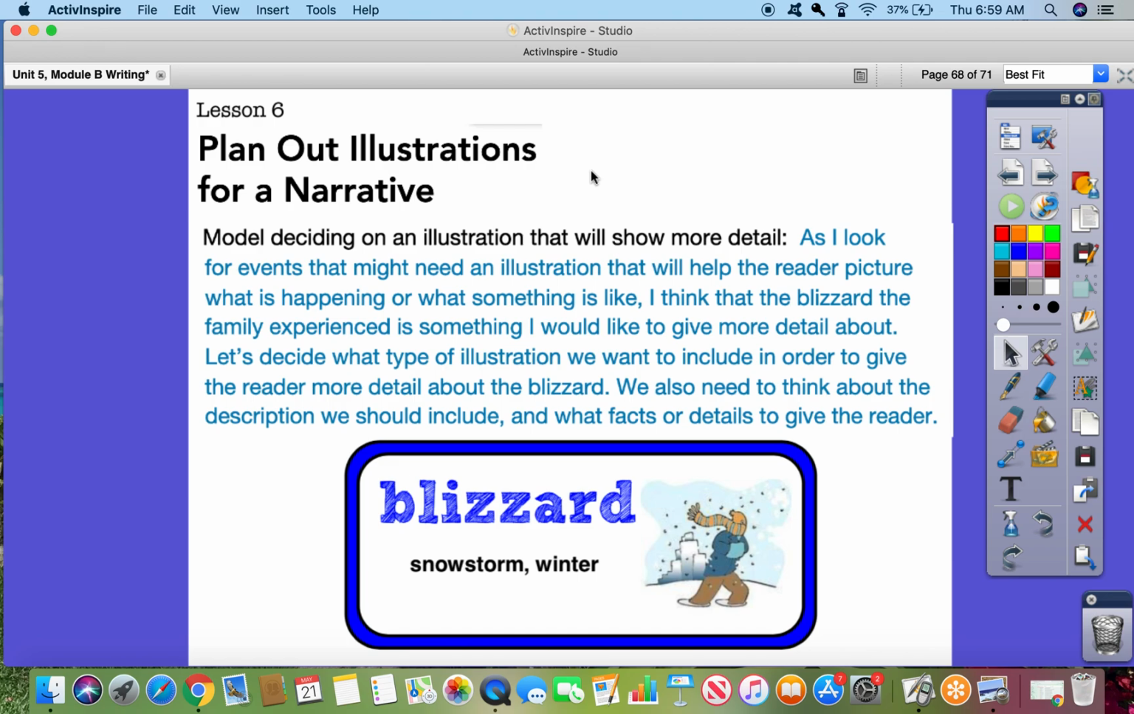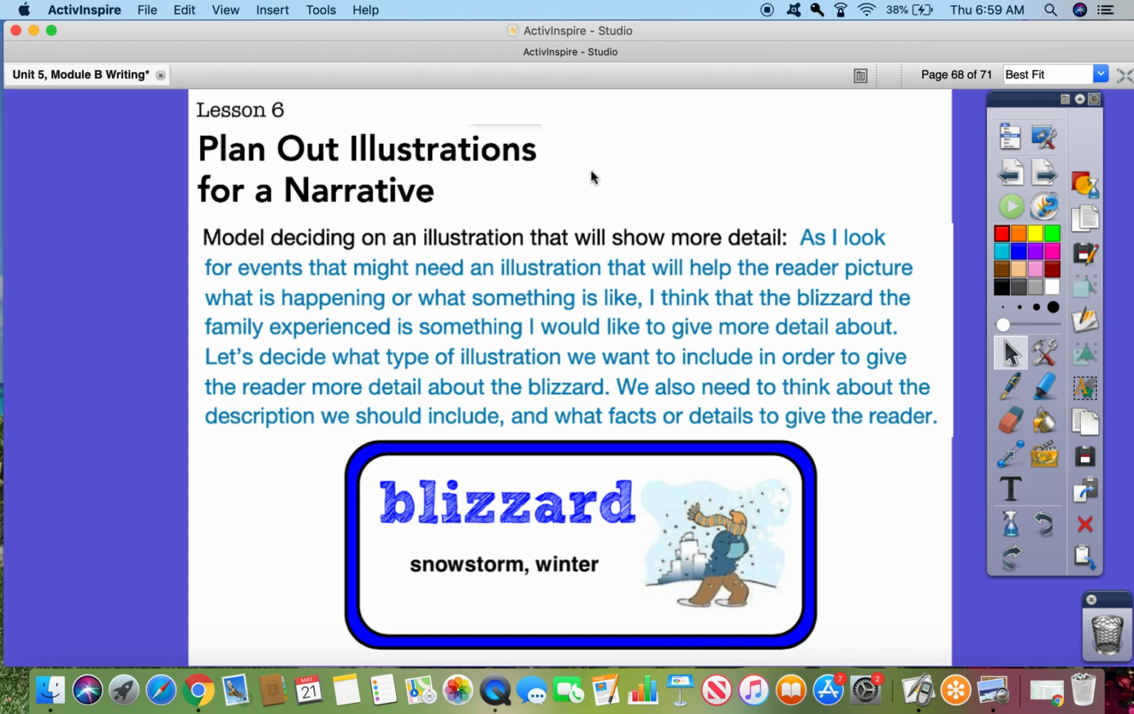Plan out illustrations for a narrative. So if I were to model deciding on an illustration that will show more detail, as I look for events that might need an illustration that will help the reader picture what is happening or what something is like, I think that the blizzard the family experienced is something I would like to give more detail about.